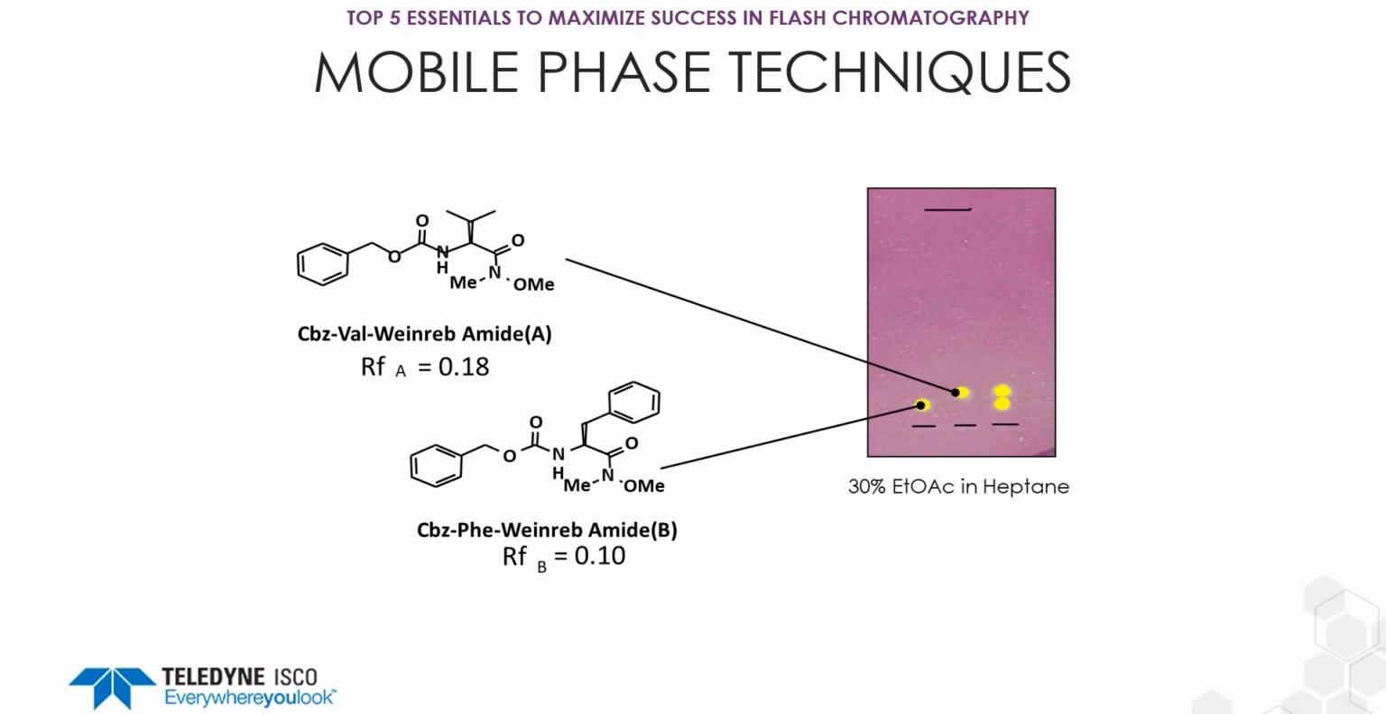Let's look at an example comparing these different mobile phase techniques. We'll look at two different amides, amide A and amide B. The only real difference between the two amides is that amide B has this aromatic structure. And you can see how that aromatic structure affects its retention when we run a TLC plate in 30% ethyl acetate in heptane. You can also see the retention factor below the amides' names.